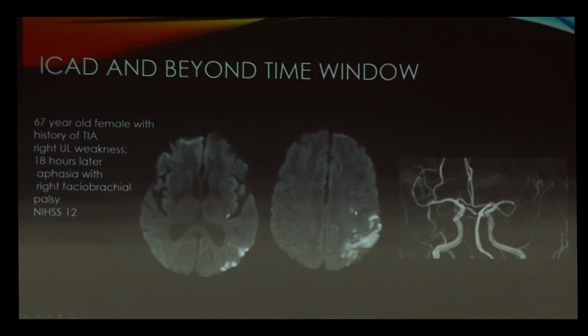This is another, different case scenario, where a patient had ICAD and was beyond the time window. A 67-year-old female with a history of TIA and right upper limb weakness presented 18 hours later with aphasia and right faciobrachial palsy, with NIHSS 12. Of course, she is beyond the time window, but this is a patient where we should still get a proper evaluation with angio imaging and see whether she is going to deteriorate or not. For example, this patient was initially fine, and 18 hours later she actually worsened.